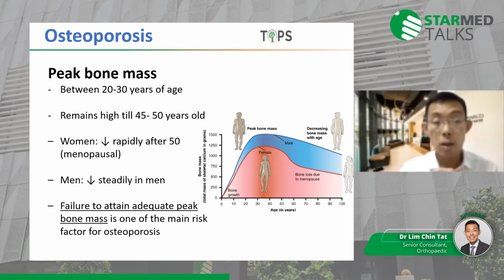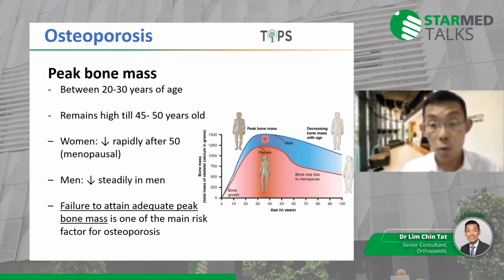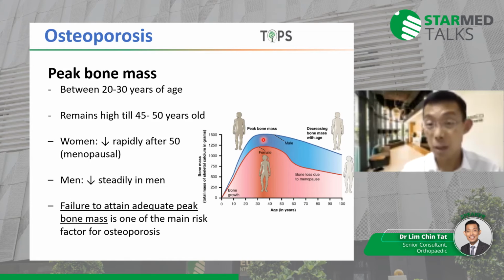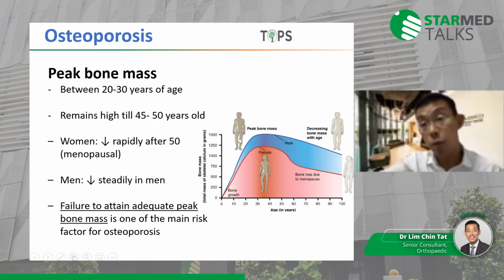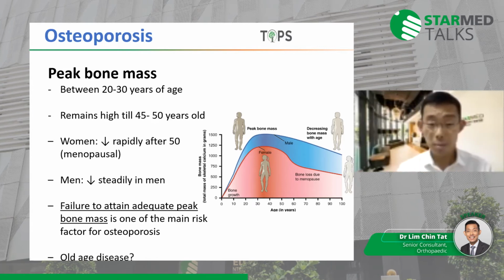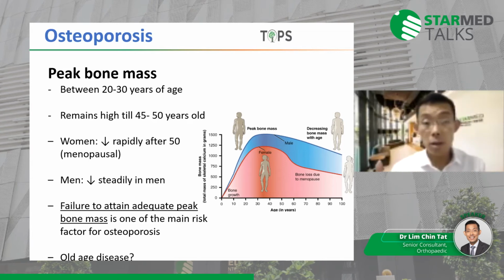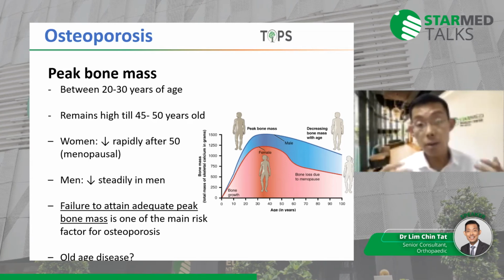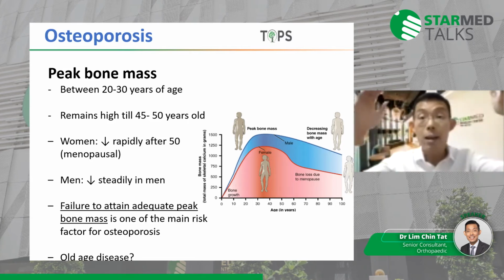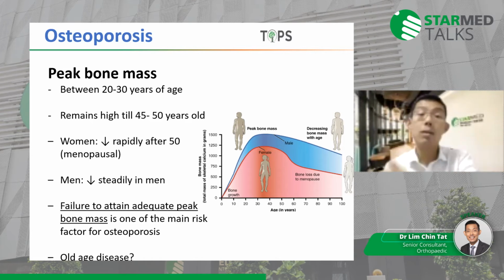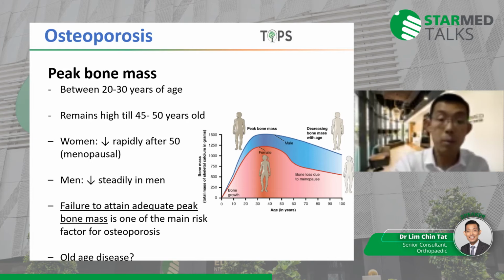Failure to attain adequate peak bone mass is one of the main reasons. Essentially, you don't reach this high level. That means you didn't do enough exercise, you don't have enough calcium and vitamins, so you don't hit the adequate level before it drops. So this OH disease is actually not, because if you know this, you can prevent it earlier. You can exercise more and take in a more balanced diet to hit a higher peak bone mass, and then you let it drop. Essentially, you're building a reserve of good bone to let it drop steadily.